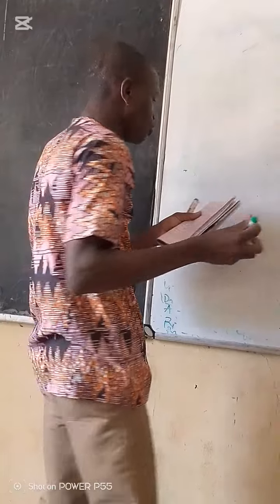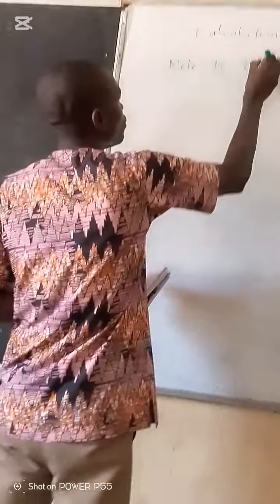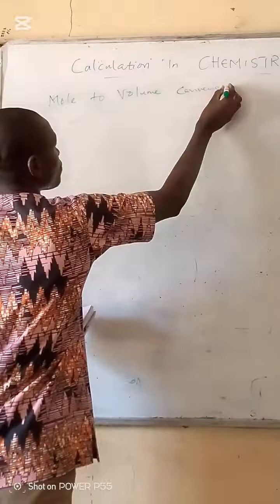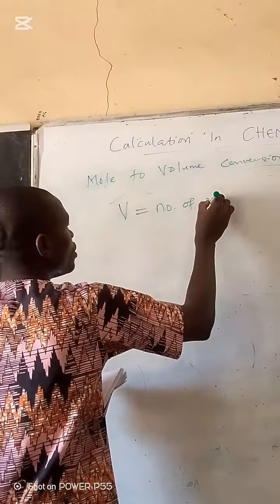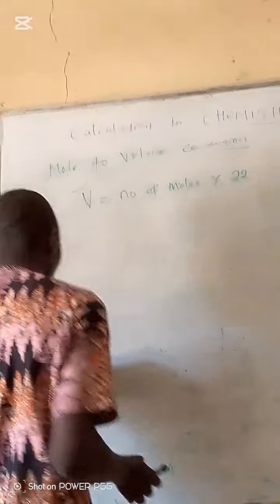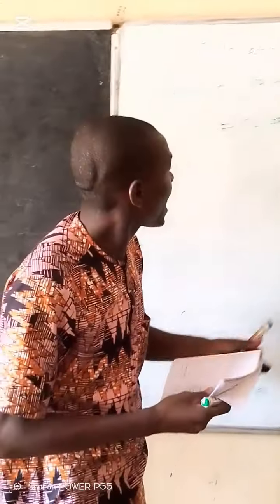Alright, so we have mole to volume conversion. So we have done mole to particle. There is also mole to volume. And what's the formula? Volume is equal to number of moles times 22.4 liters. Now remember, if you watched yesterday's video carefully and you understood it, I explained this yesterday.